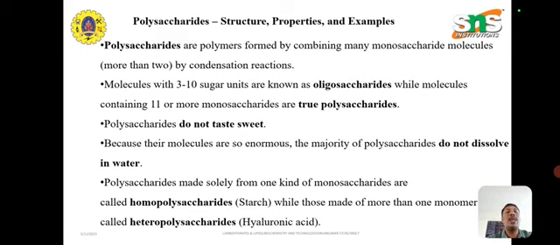Polysaccharides made of only one kind of monosaccharide are called homopolysaccharides. Those made of more than one kind of monosaccharide are called heteropolysaccharides. The homopolysaccharide example is starch, and the heteropolysaccharide example is hyaluronic acid. Homo indicates the same, poly indicates many, saccharide indicates carbohydrates. So many monosaccharides of the same type joined together form a homopolysaccharide. Vice versa, in heteropolysaccharides, hetero means different. So different types of monosaccharides are joined together to form a heteropolysaccharide. We want to remember that more than 2 is called a polysaccharide.